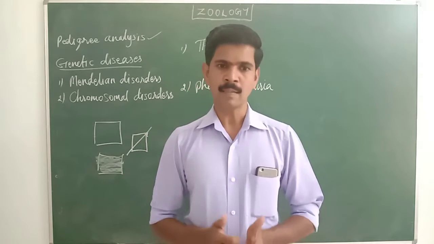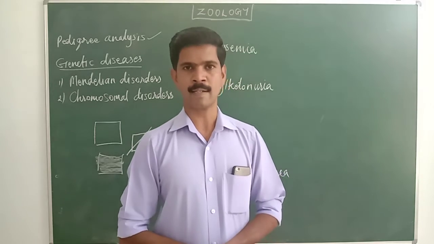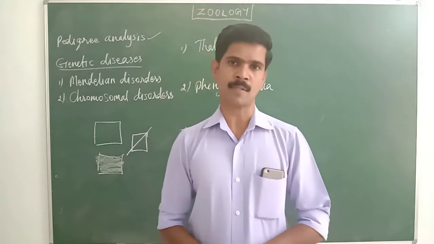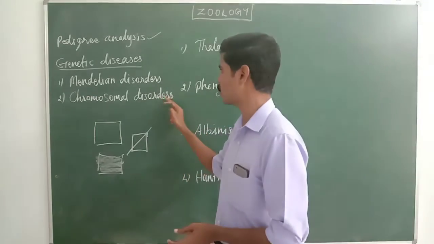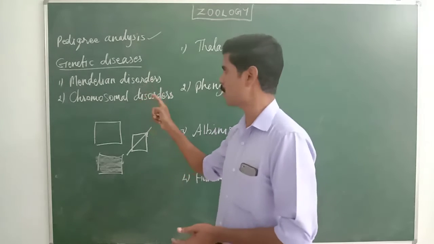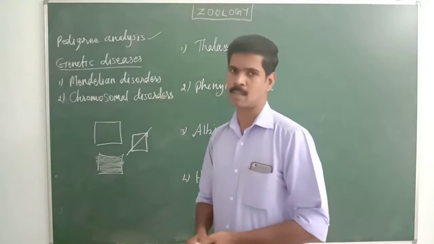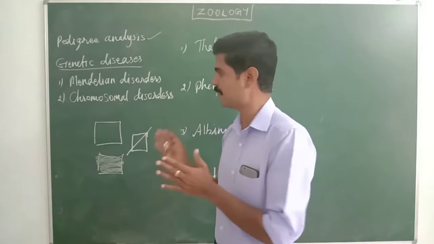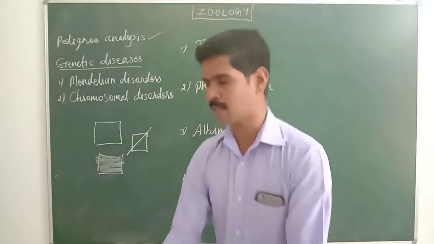Genetic diseases are classified into two important types. One is Mendelian disease or Mendelian disorder, and the second one is chromosomal disorder. Listen very carefully, dear students. This is very important for the 5-mark question.